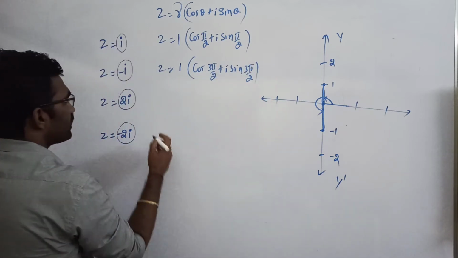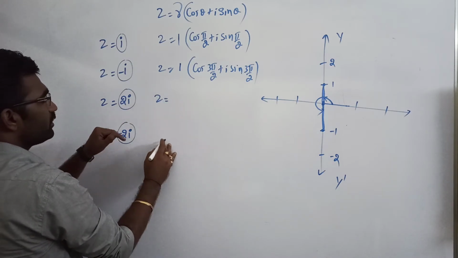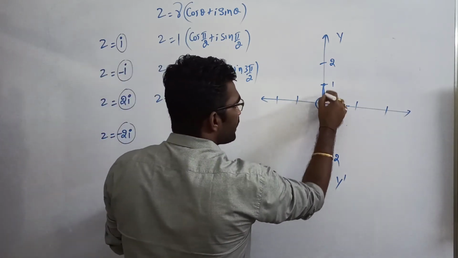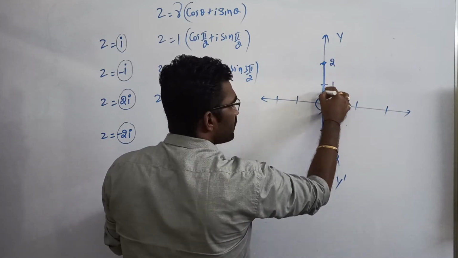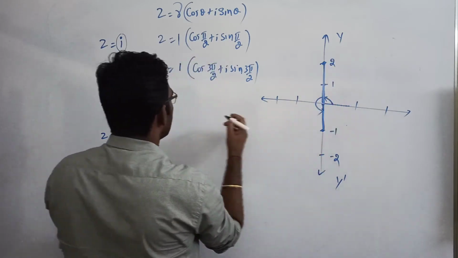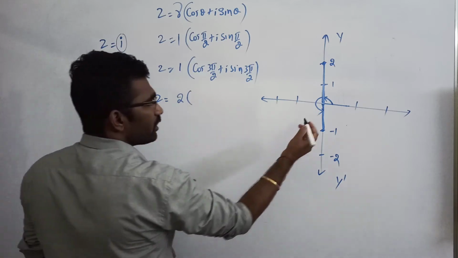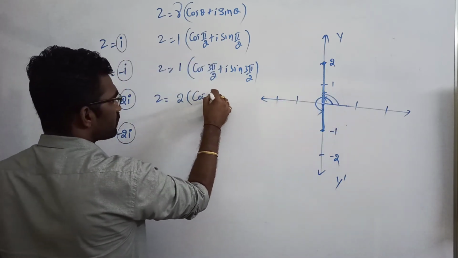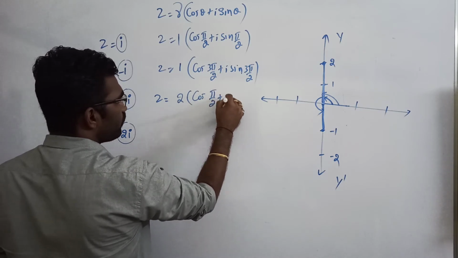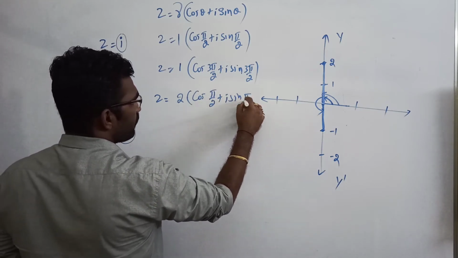Okay, simple. For example, z is equal to 2i. Where does it lie? Plus 2, which lies on the y-axis. So here, how much is the distance from the origin? 2 units. Therefore r value is 2. Then how much is the angle? Angle is again 90 degrees. Therefore, cos of 90 degrees, that is pi by 2, plus i sine of pi by 2.